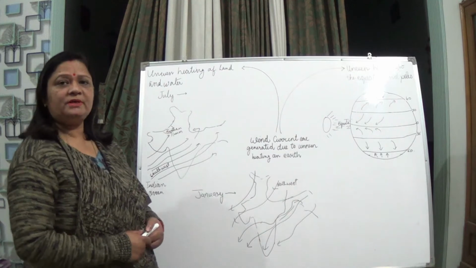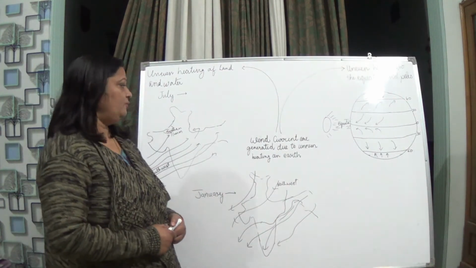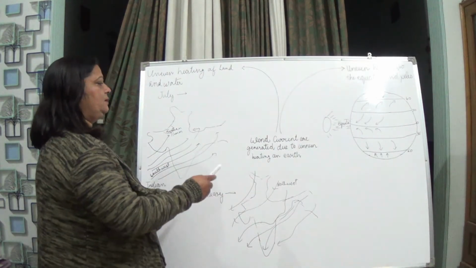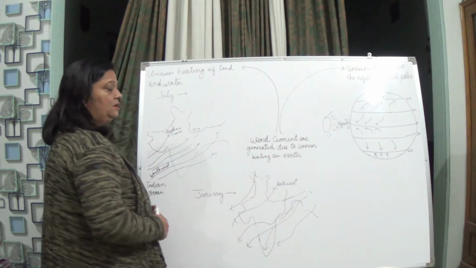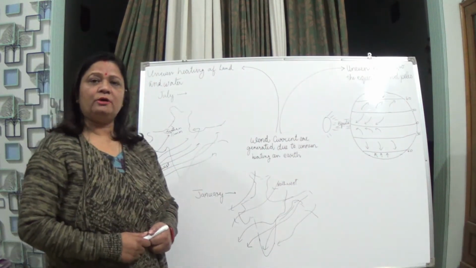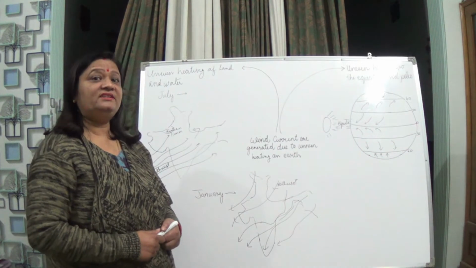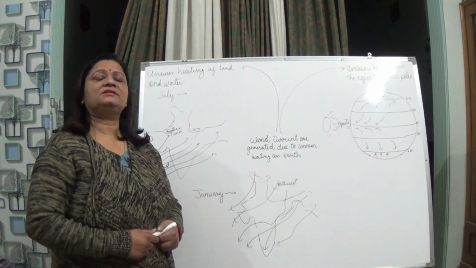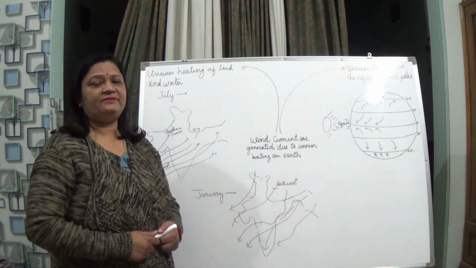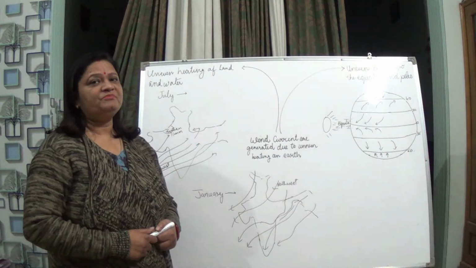Okay, so the topics which we will be studying today are wind currents. Wind currents are generated due to uneven heating on the earth, thunderstorms, cyclones, the destruction caused by the storms and the cyclones, and the safety measures which we can take.